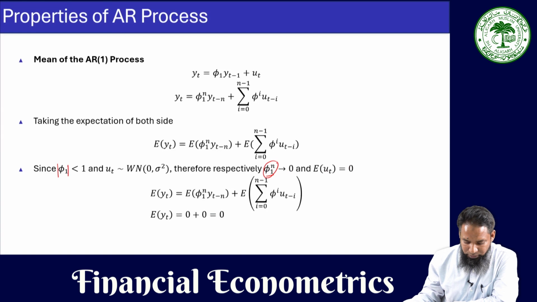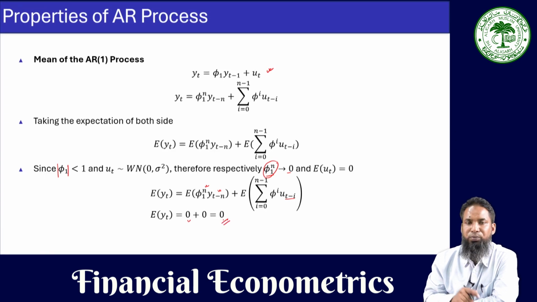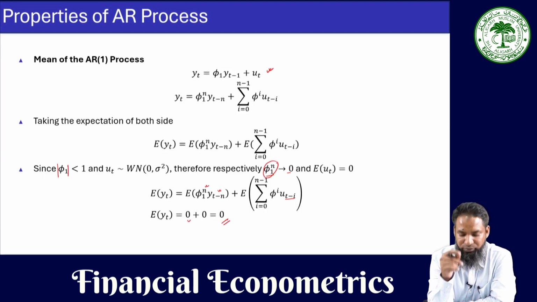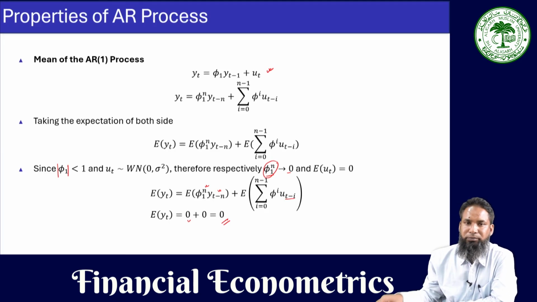Now, in this equation, if we take phi 1 to the power n outside, then we have expectation of yt minus n. Since this part moves towards 0, that means 0 multiplied by the expectation of yt minus n is 0, plus expectation of ut minus 1 and summation, again it will be 0. So the expectation of this AR1 process is nothing but equal to 0. So the mean of an AR1 process without the constant is 0.